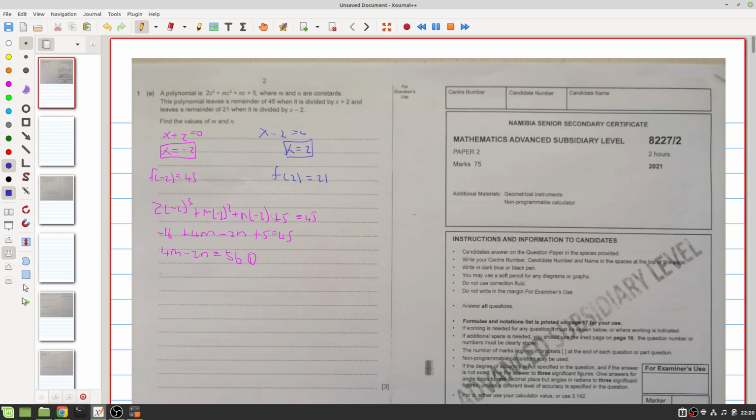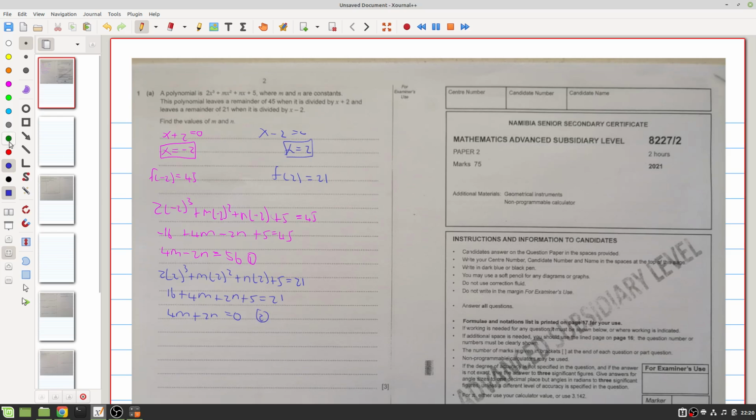So we have f of 2, so we're going to substitute 2 in. So 2 times 2 cubed plus m times 2 squared plus n times 2 plus 5 equals a remainder of 21. Okay, so let's simplify this. 2 cubed is 8 times 2 is 16. 2 squared is 4. 4 times m is 4m. 2 times n is 2n. So plus 5 equals 21. So collect like terms, that's going to give us 4m plus 2n. And then 21 minus 5 is 16. Minus 16 is 0. Okay, so there's our second equation.